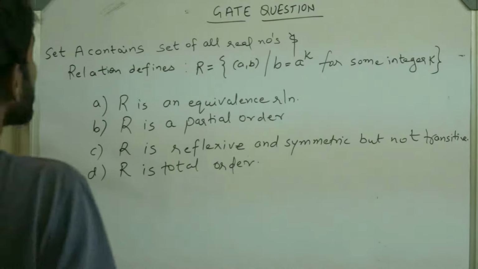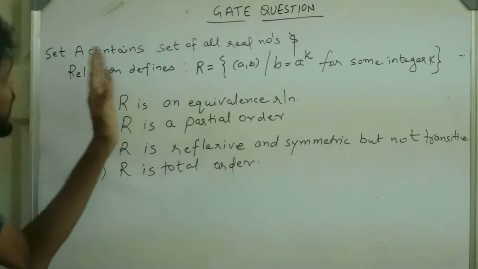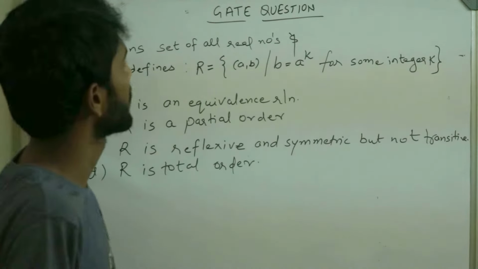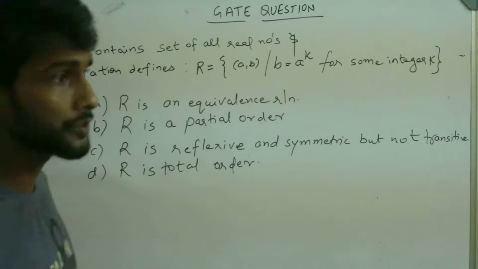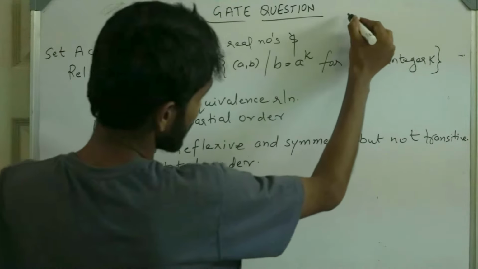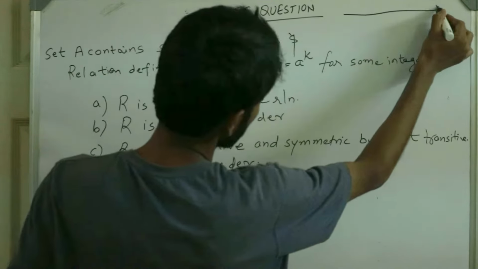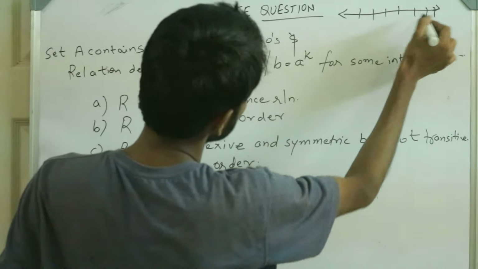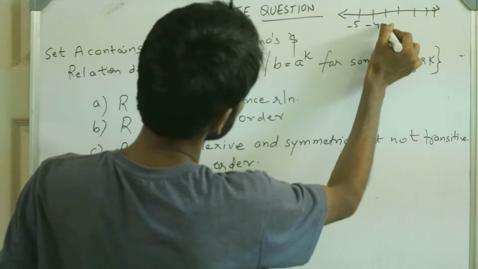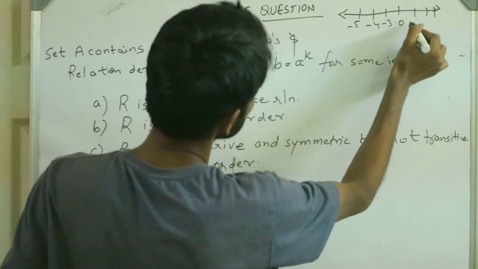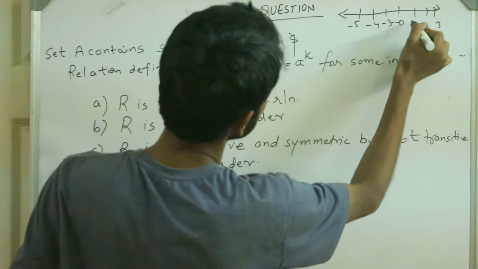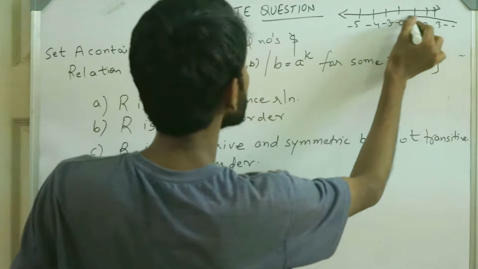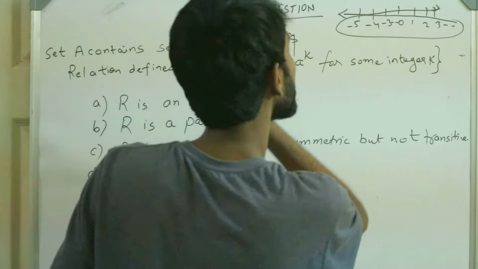Now see another great question. Set A contains the set of all real numbers. What are real numbers? Numbers which you can count on the number line, like this one: -5, -4, -3, like that, up to 0, 1, 2, 3, like that, which you can count on the number line.